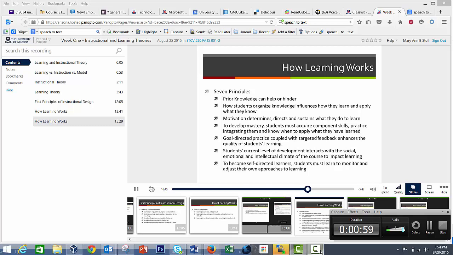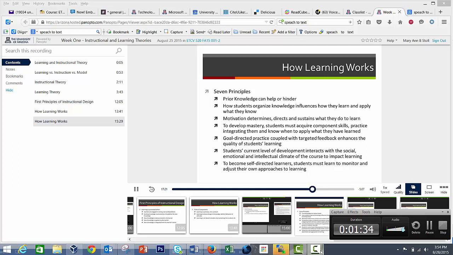Okay, so that's number one. Let's go to number two. How students organize knowledge influences how they learn and apply what they know. Students naturally make connections between pieces of knowledge. When those connections form knowledge structures that are accurate and meaningfully organized, students are better able to retrieve and apply their knowledge effectively and efficiently. In contrast, when knowledge is connected in inaccurate or random ways, students can fail to retrieve or apply the knowledge that they've learned.